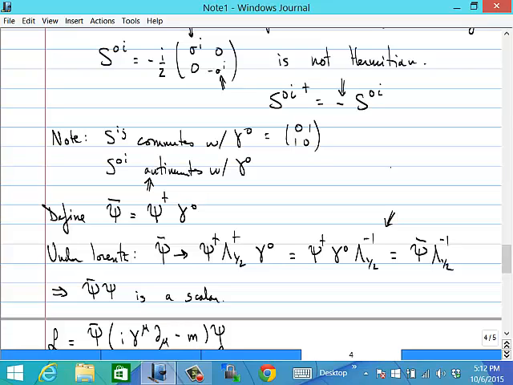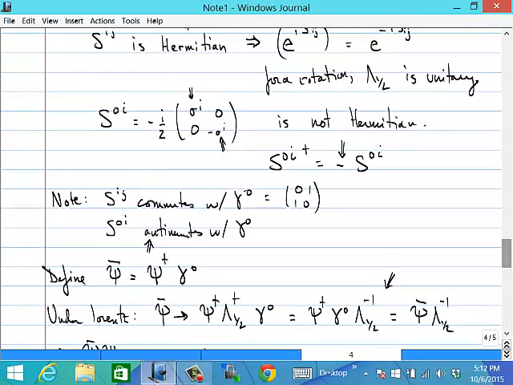That's a great question. It's easy to show for rotations. For rotations, we used the fact that the S_ij's were Hermitian and commuted with gamma 0. But for boosts, you use the fact that the S_0i's are anti-Hermitian, so they pick up a minus sign when you take the Hermitian conjugate. But they anti-commute with gamma 0, so every time you pull an S_0i through a gamma 0, you get another minus sign that cancels that first minus sign. So this is true for both boosts and rotations.